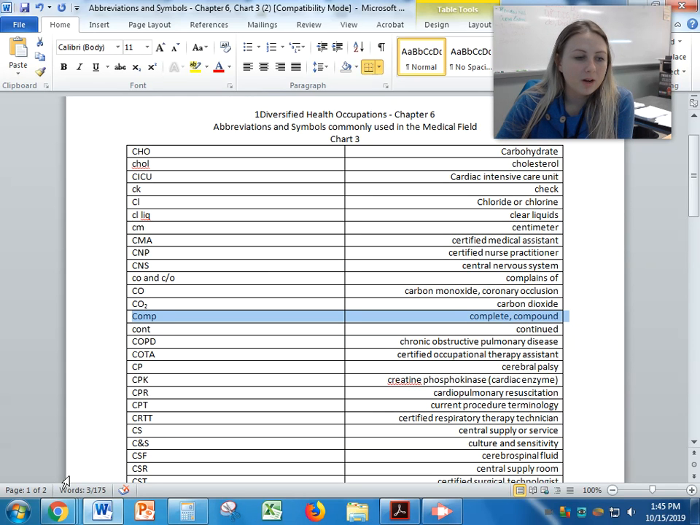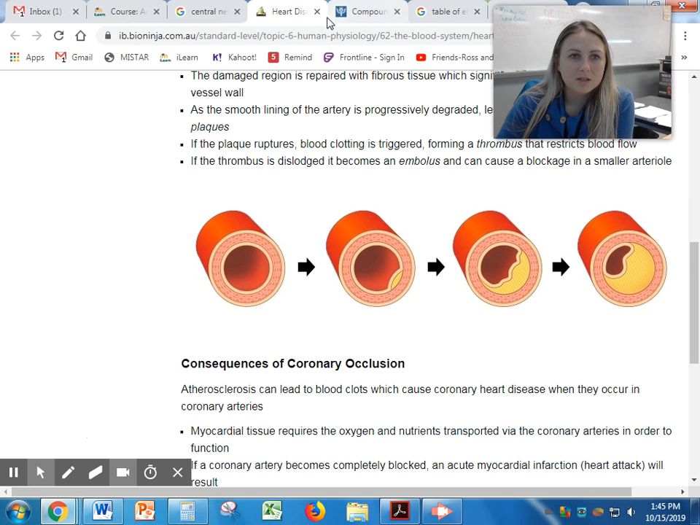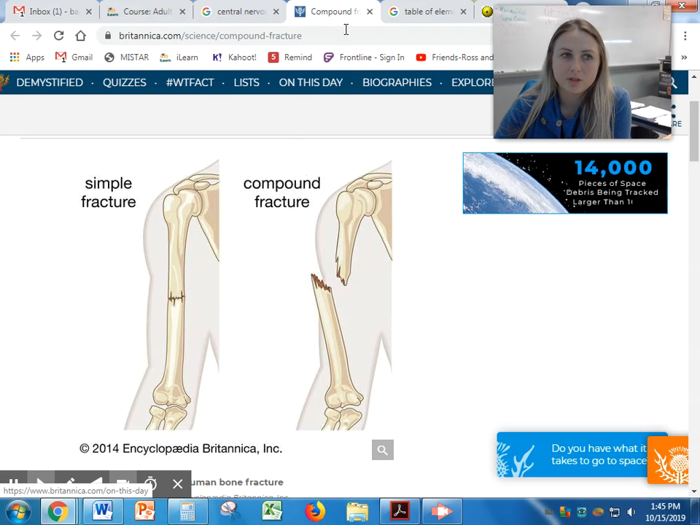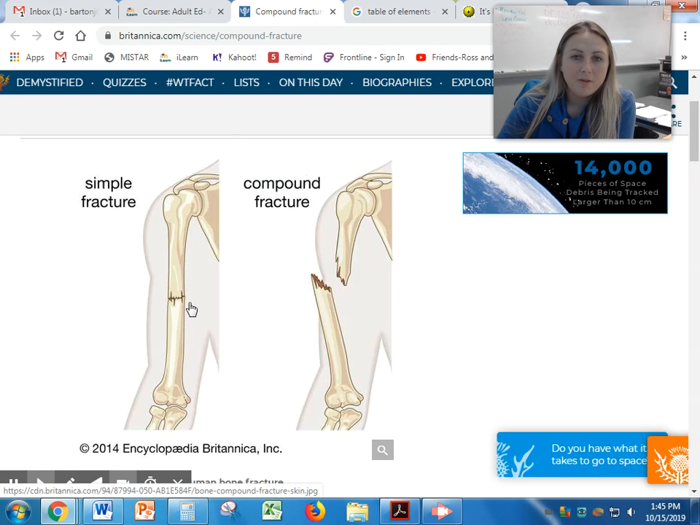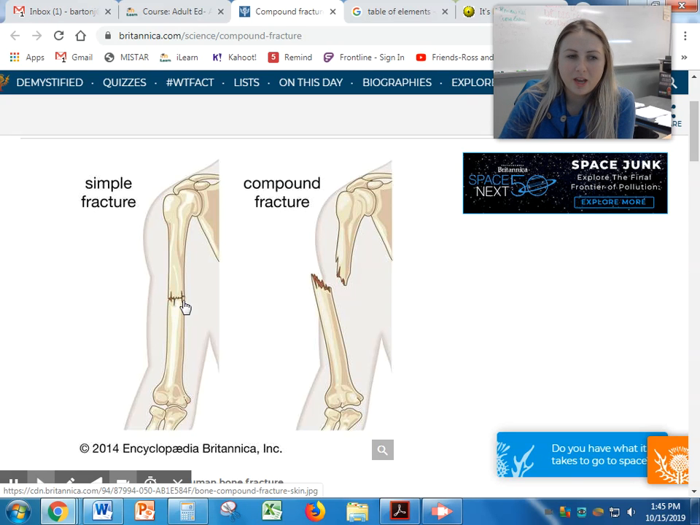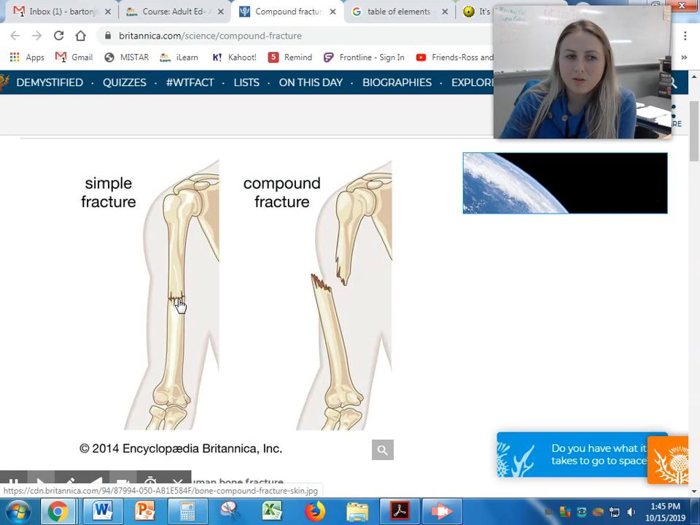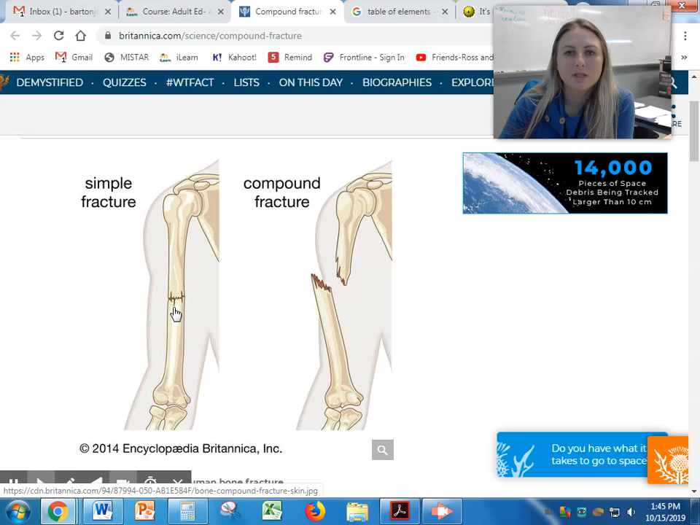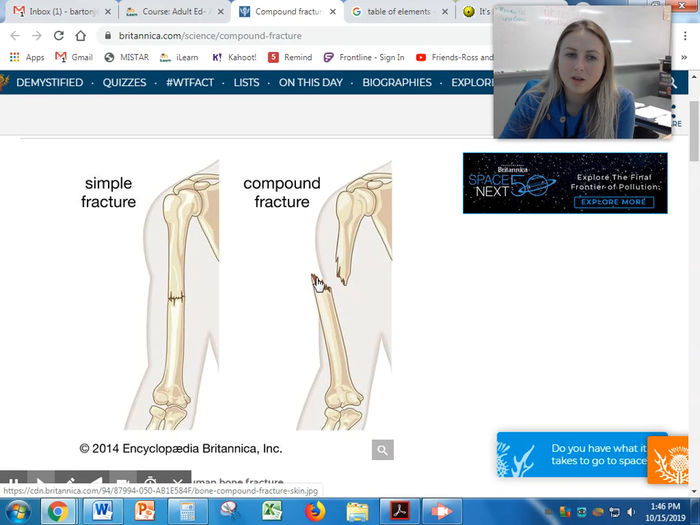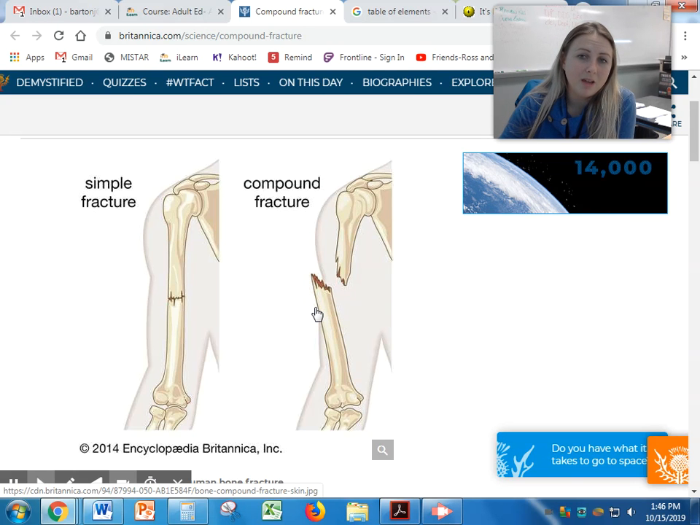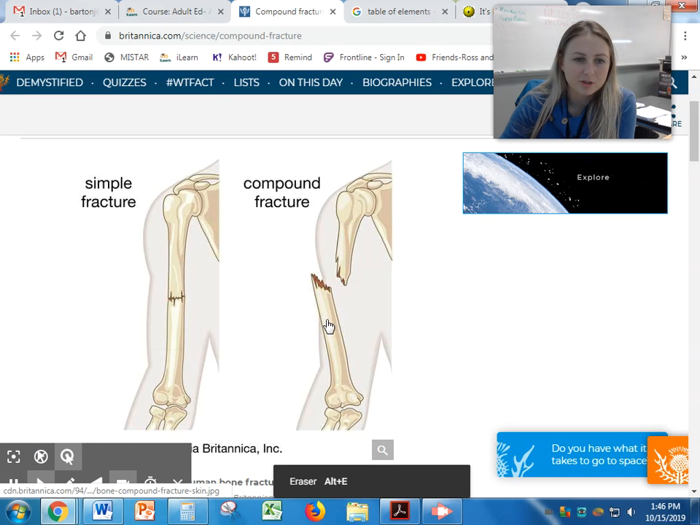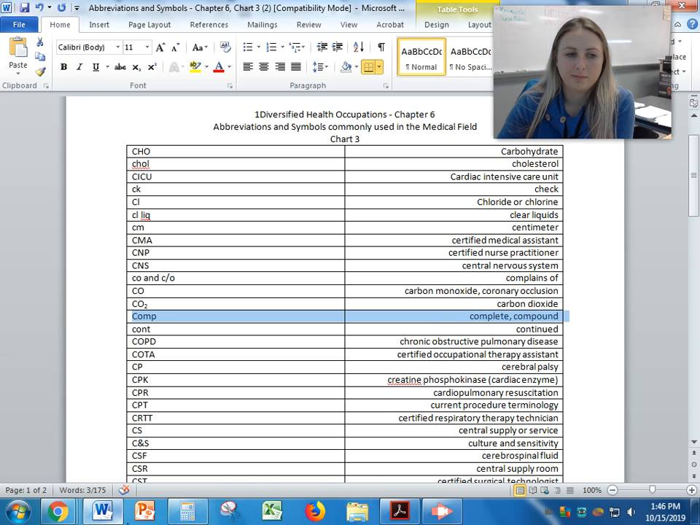Next, we have complete or compound. We like to use this verbiage to describe fractures. So if you have a fracture, which is a broken bone, okay, you could have a simple fracture. All right, this is kind of like a hairline fracture. It may or may not go all the way through the bone, but ultimately the bone is still able to stay intact and stay in one line. If it's a compound fracture, okay, that means that it's completely fractured, all the way through. So compound and complete kind of mean the same thing, but we use it to refer to fractures. That's an open fracture. It's sticking through the skin. Okay.